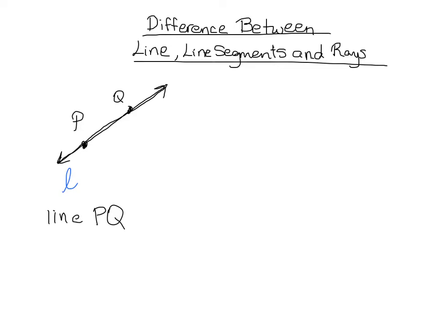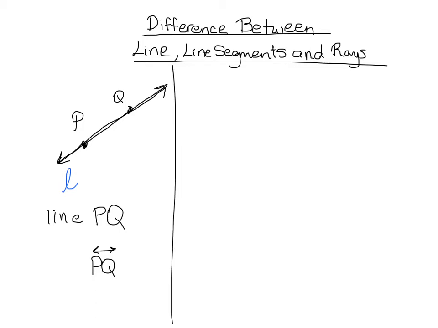Or I could name it PQ and put a little line over it. And now what makes this a line? Yes, it extends infinitely in both directions. So I put a little line symbol over it that shows me that it extends in both directions, and that should tell whoever's reading your work that you are referring to a line which goes through P and Q. Alright, so that's it for a line.